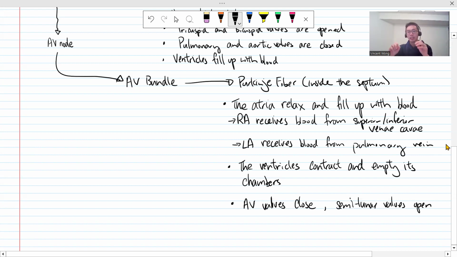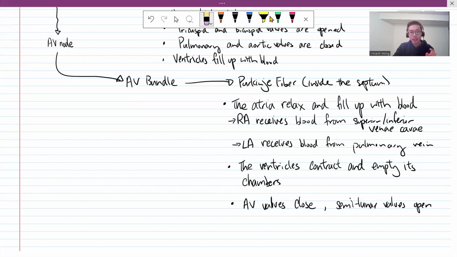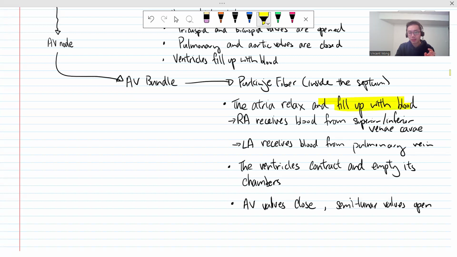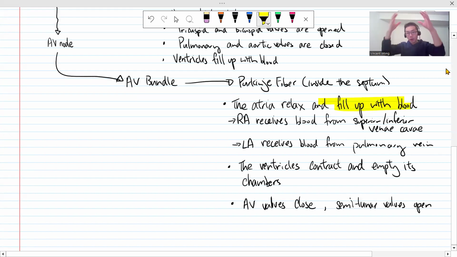That's one purpose. The other purpose of closing the AV valve is, don't forget, at this point the atria are actually filling up with blood. So we don't want to let the blood from the atria move on to the ventricles before you completely fill up the atria, right? So that's why you need to close the AV valves. But the blood has to go somewhere, right? From the ventricles. That's why we have to open the semilunar valves.